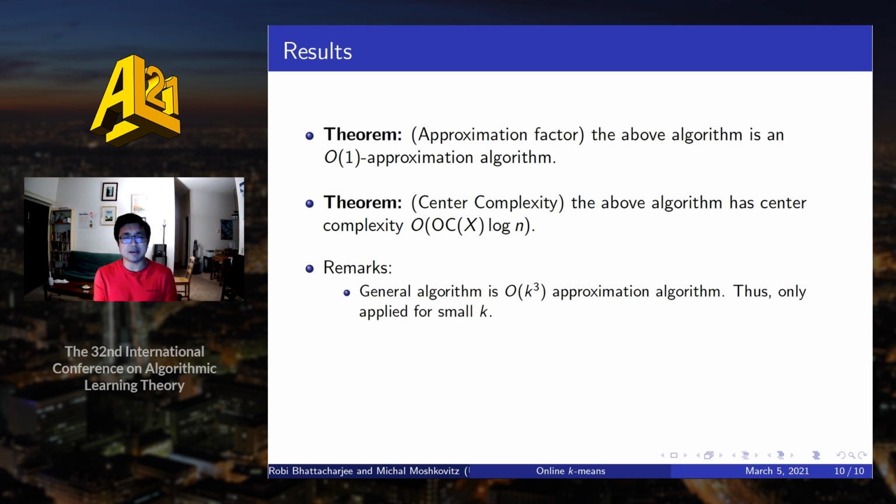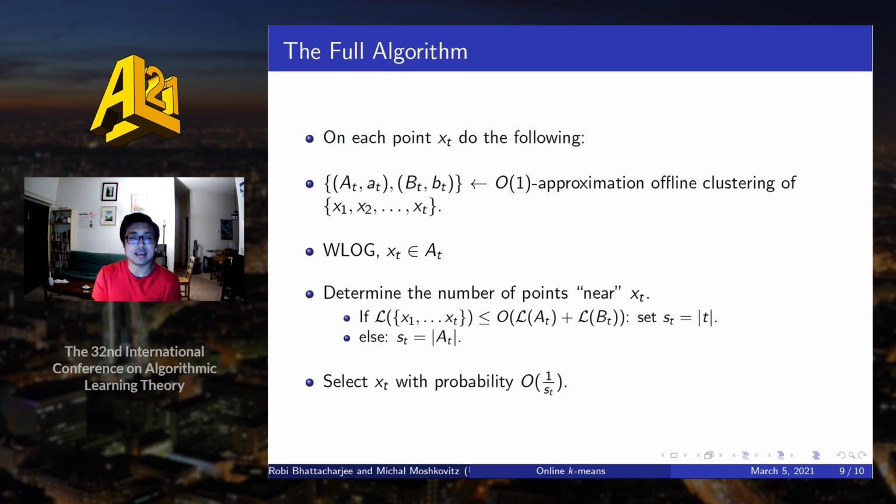There are a few remarks to be made. One of them is that the general algorithm is actually an O of k cubed approximation algorithm, which is quite expensive if k is large. So this algorithm should only be applied for small k. The algorithm also requires memorizing the entire data set: in the second step, we needed to find an approximate offline clustering of the points x1 through xt. This involves a lot of memory, which is obviously not ideal for most online settings.